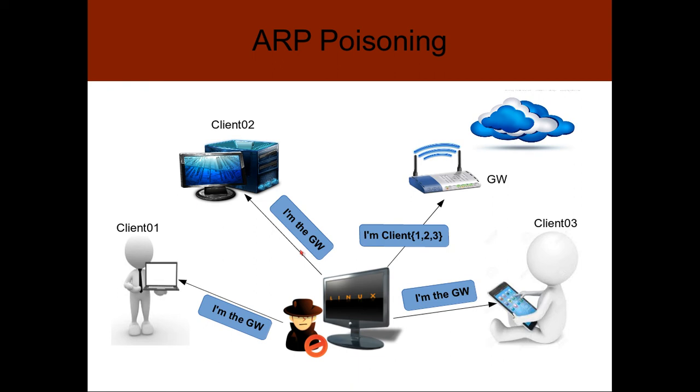We will take a look at what the packet looks like. It will send another packet to client 3 telling it that I am the gateway, and then it will tell the gateway that if you want to communicate with client 1, I am client 1. If you want to communicate with client 2 and 3, I am client 2 and 3. Okay, so let's take a look at how the packet looks.